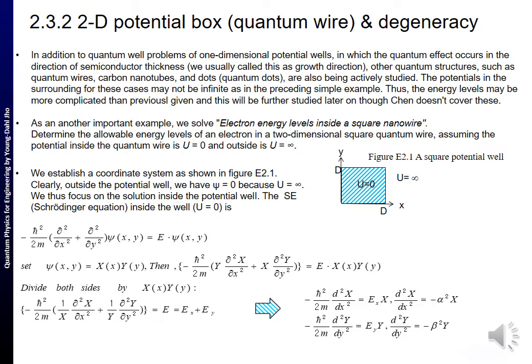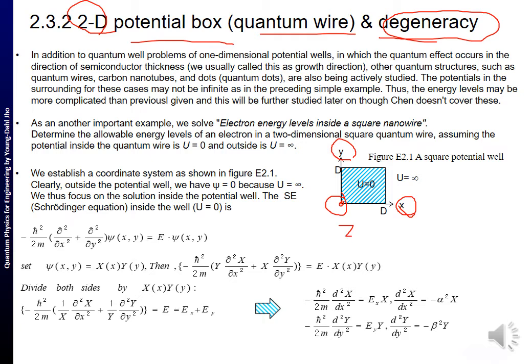Okay, and also we will consider something called degeneracy. So in the case of quantum wire, we have a two-dimensional potential box. Here, let's say quantum confinement is along the x and y axes, and along the z axis, let's say it is free. So we need to calculate the quantum confined energy along the x-axis and y-axis, right?